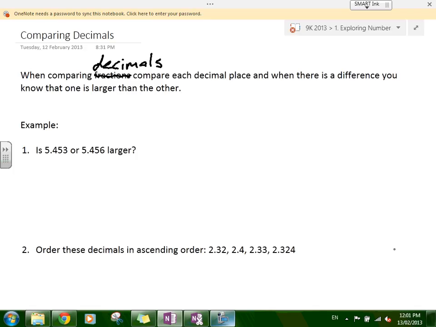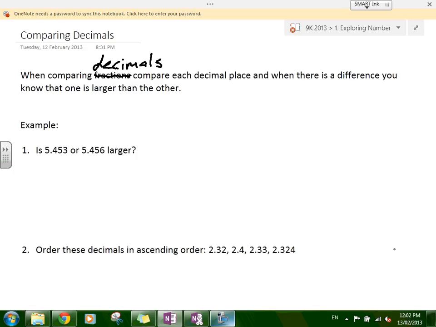So the idea is that we look at place values. If one place is the same, look at the first decimal place. Are they the same? Okay, look at the next one. Are they the same? Maybe they are. You look at the next one. And then if the third decimal places are different, and one's bigger than the other, it means that decimal is bigger than the other. Alright, so we have an example here to show that.